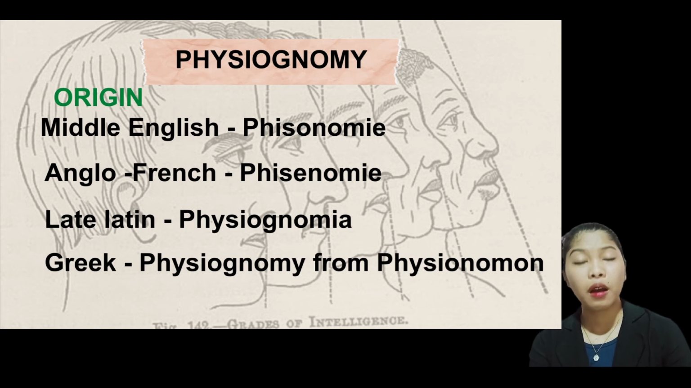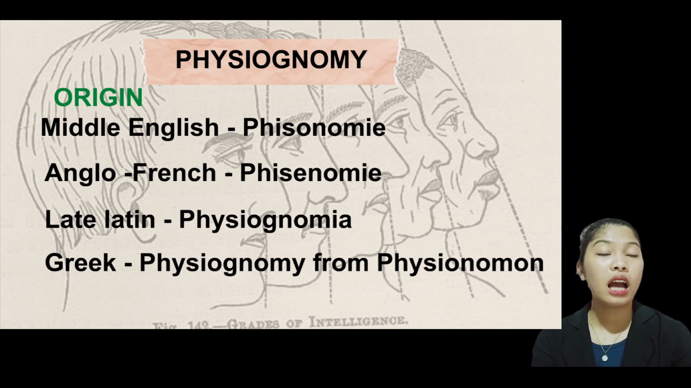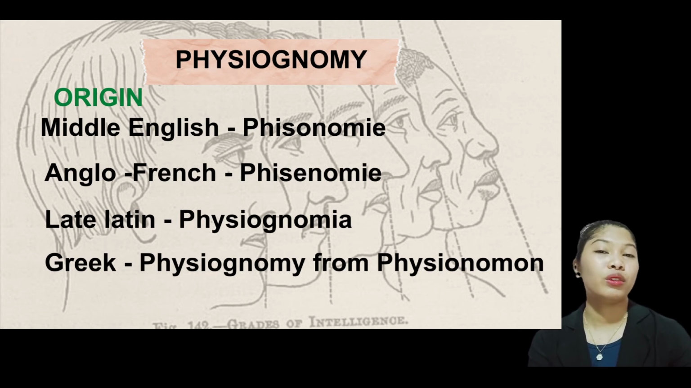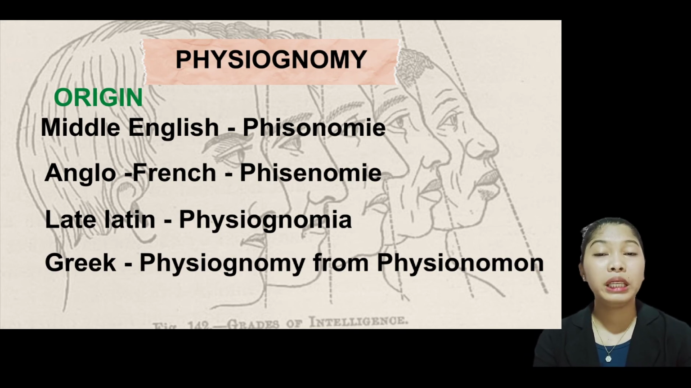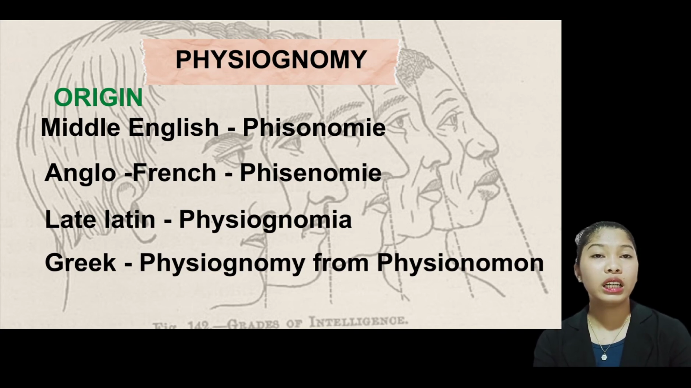In Middle English, they have the word physiognomy, from Anglo-French physiognomie, from late Latin physiognomia, from the Greek physiognomonia, from physiognomon to physiognomy, which means judging character by the features. Okay, so you are going to determine whether a person is good or bad based on his or her physical features. In relation to this, we have some proponents of physiognomy, meaning people who have created a study of physiognomy with the understanding of judging one's character based on his or her natural features.